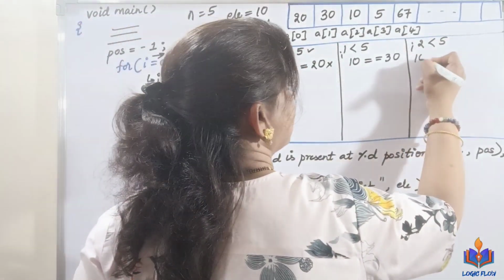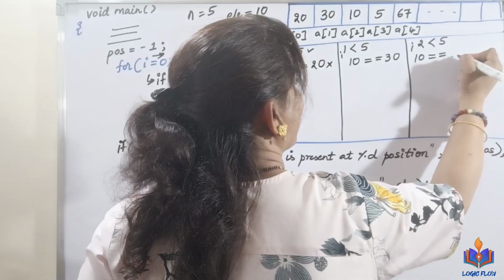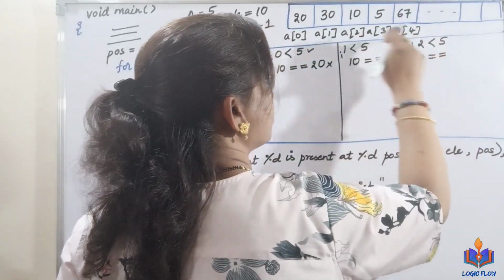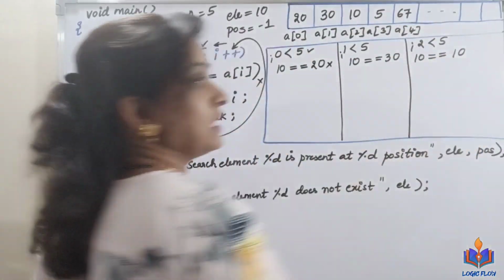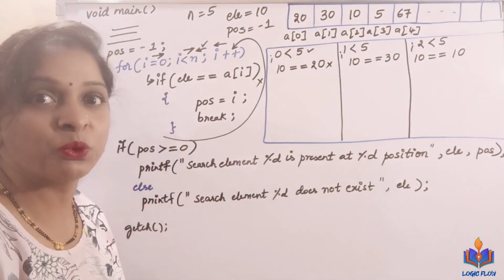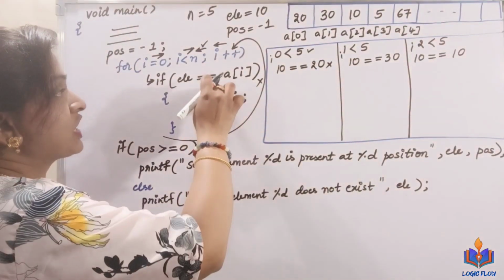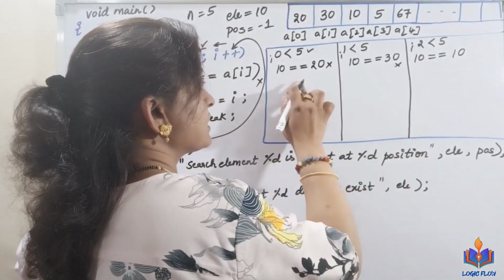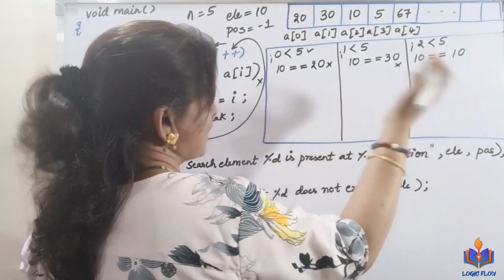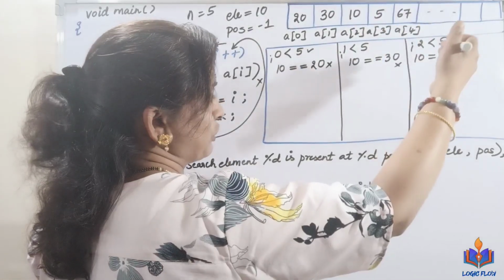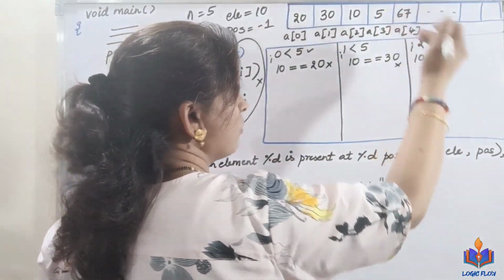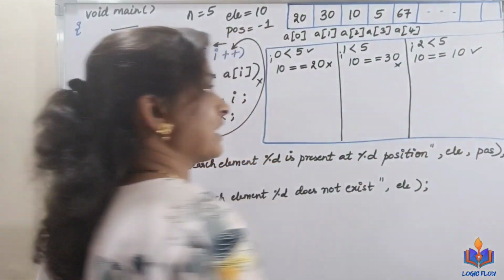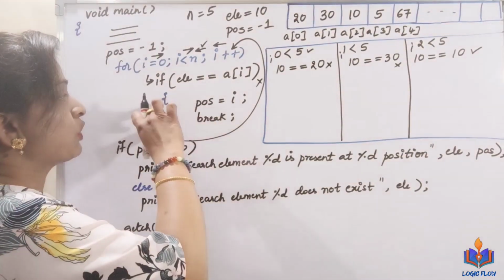Again check the if condition. Search element 10 equals to A of I, meaning 2. What is A of 2? It is 10. Yes, 10 is equal to 10. Now this if condition is evaluated as true. So the first case it is false, second case it is false. I am traversing the array and coming to the third element, where this condition evaluated as true. I need to execute this block of statements.